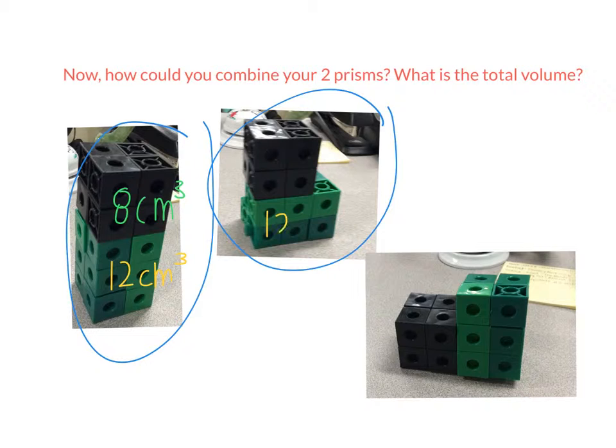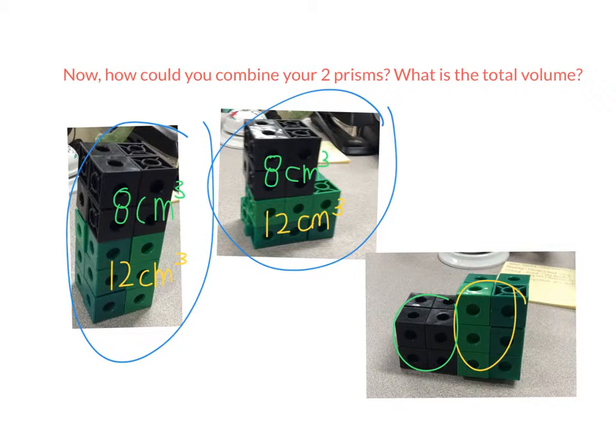Well, what was the volume of this bottom part, prism A? 12 cubic centimeters. What was the volume of the top part? 8 cubic centimeters. So what's the total volume of the whole figure I just built? 20 cubic centimeters. What about this one here? Still 20 cubic centimeters, because you can see it's still made up of prism A, which is 12 cubic centimeters, and prism B, which was 8 cubic centimeters.